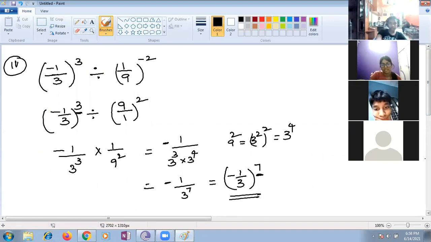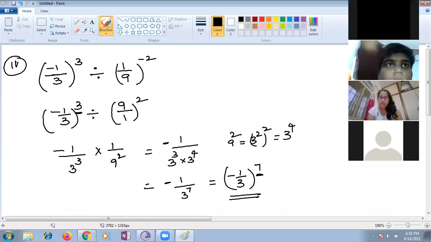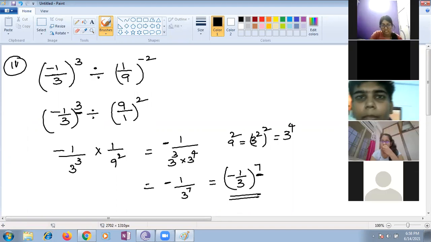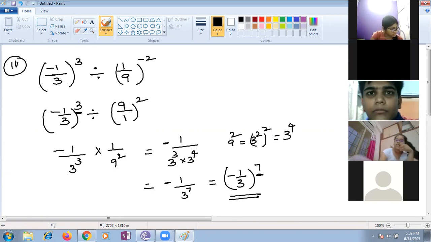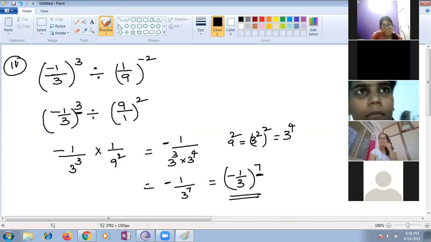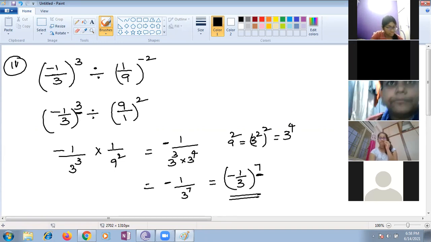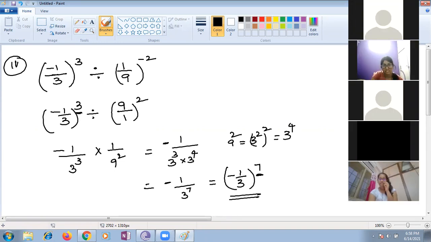Who is having a doubt now? Just a minute. Who is that raising a hand? Pallav. Ma'am, you said we can write it as minus 1 by 3 whole power 7. Now, ma'am, can we write it like this, minus 1 by 3 power 7? Yes, minus 1 by 3 power 7 is also the same. Both the values are the same. Yes, correct. Very good question.